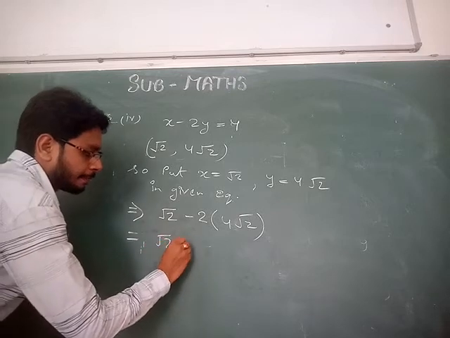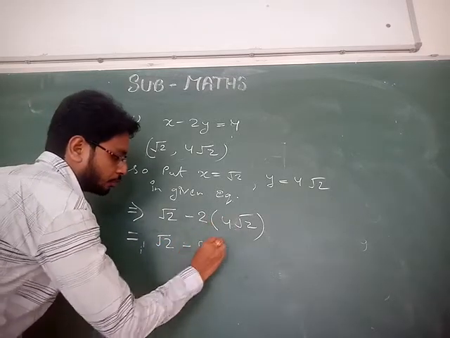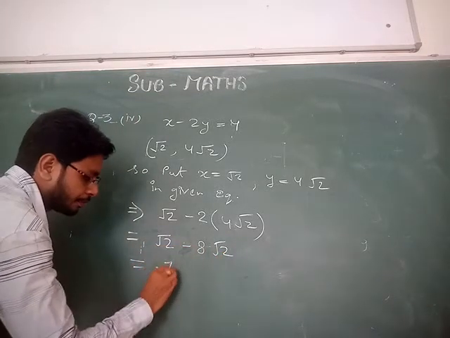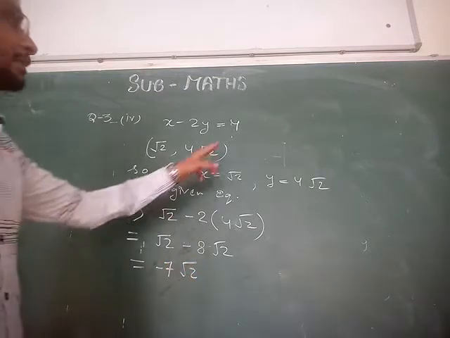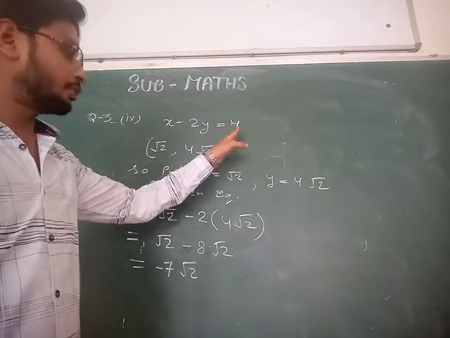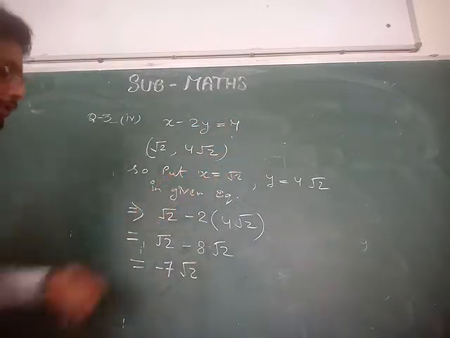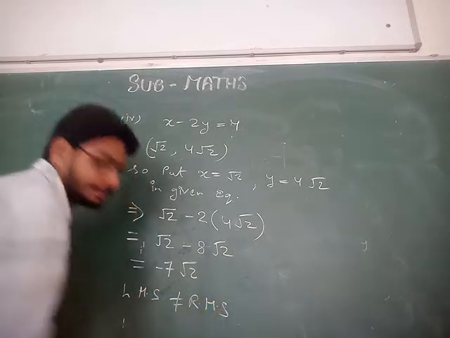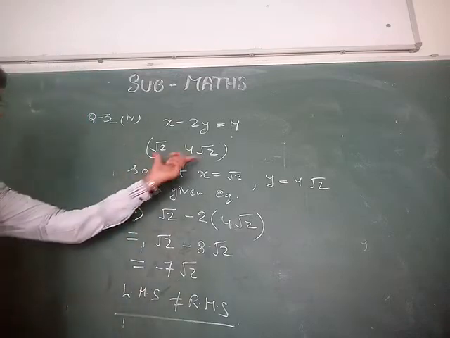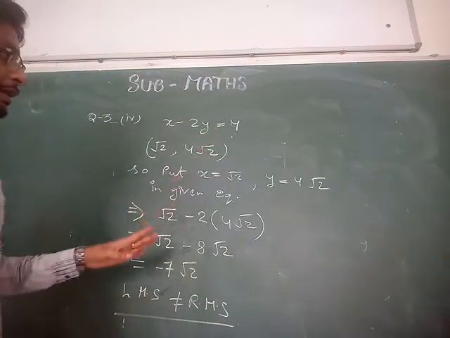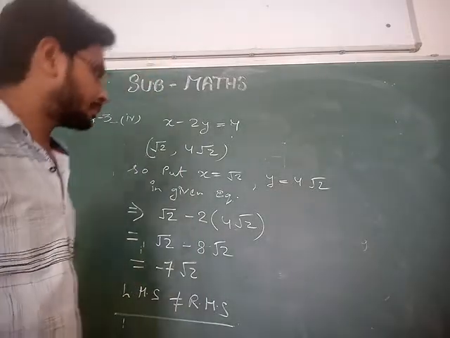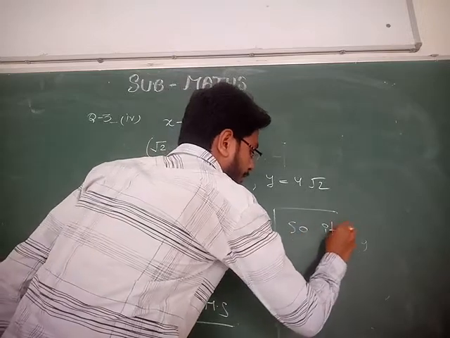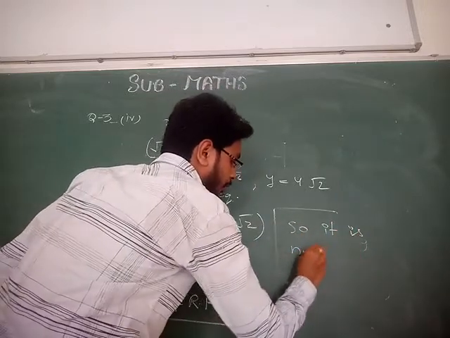Root 2 minus 8 root 2, and root 2 minus 8 root 2 leaves minus 7 root 2. But you can see in the RHS 4 is here, so minus 7 root 2 is not equal to 4. It means LHS is not equal to RHS. When LHS is not equal to RHS, this is not a solution of this equation. Okay? So here we will write: it is not a solution.